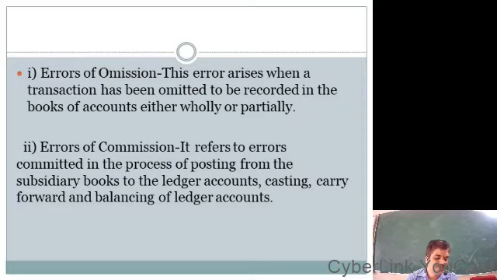Similarly, wrong calculations, wrong carry forwards, wrong postings, wrong balancing, wrong totaling, wrong additions. These are some more examples of the error of commission. So actually, it may be intentional or unintentional. Next, we'll see the third one.